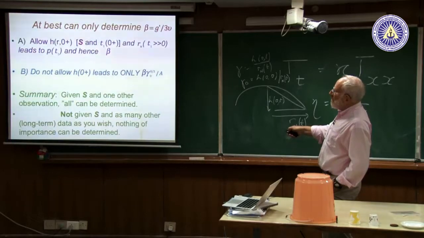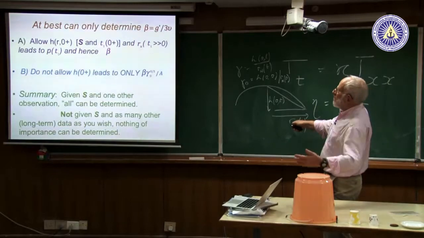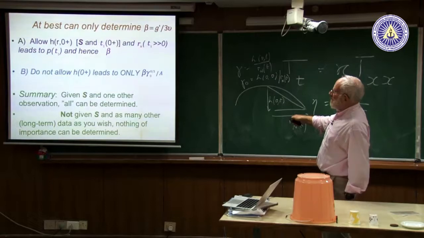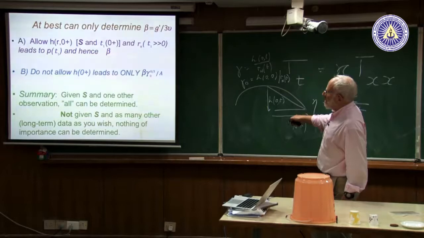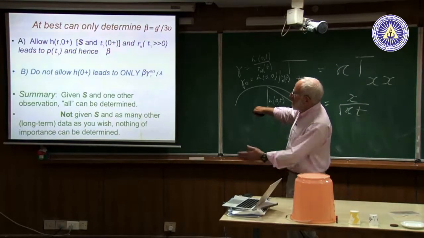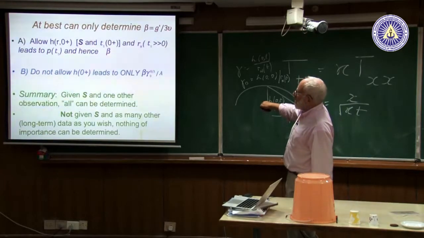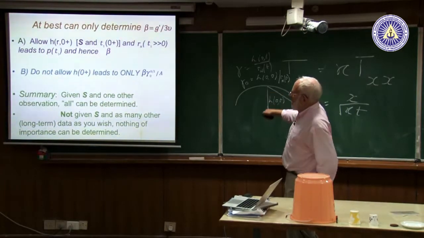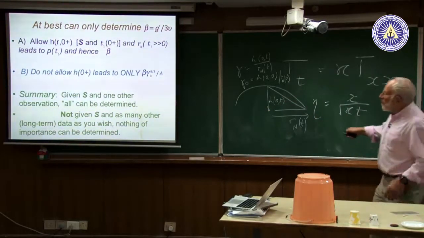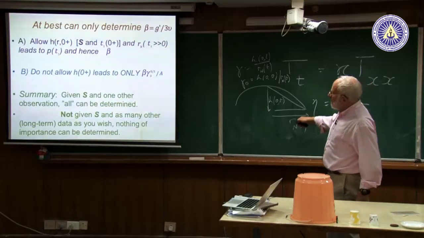Well, then he knows the shape, and you'll also let him know something at some further time, not 0, but 0 plus, and you let them see the radius at that same time, which I'll make very much larger than 0. Then that leads to P, the percentage error at that time t, and you can work out beta, but you can't go any further.